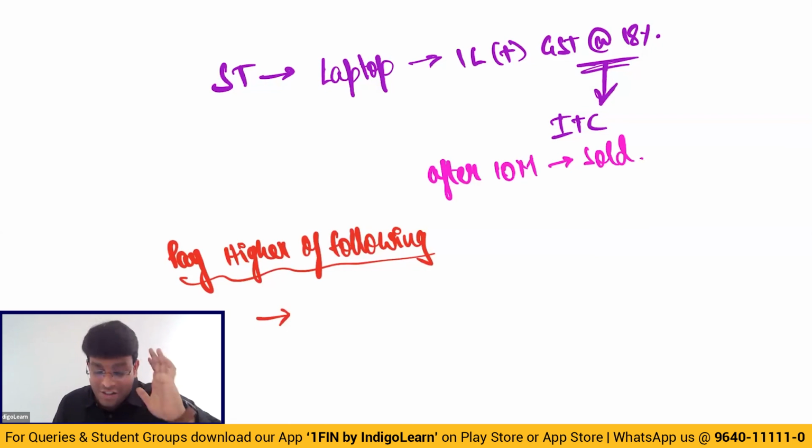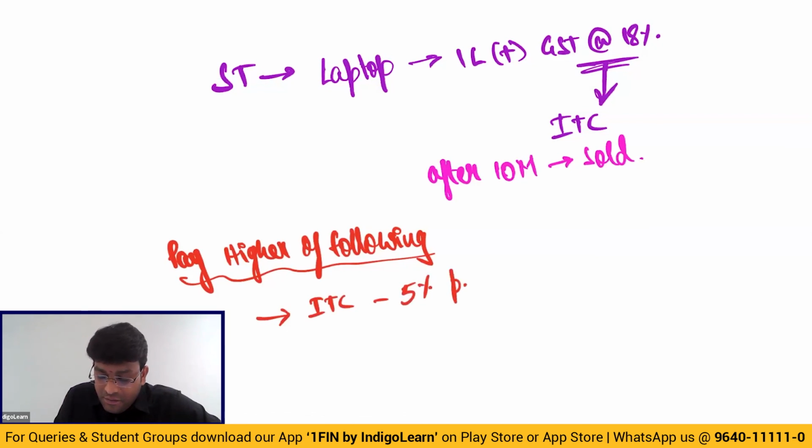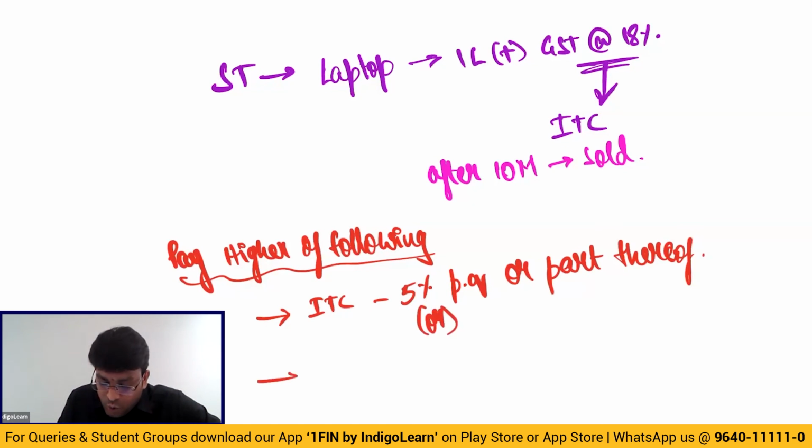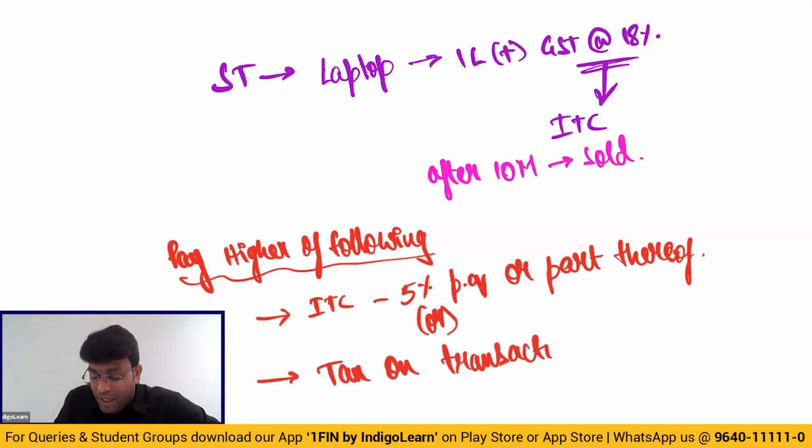Clear, my dear friends? First point: ITC minus 5% per quarter or part thereof. Or number two, tax on transaction value, meaning the value at which you sold. Whichever of these two is higher, that amount is required to be paid to the government.